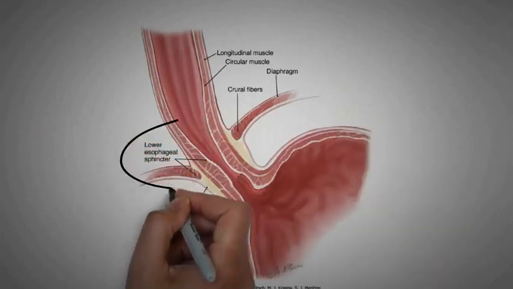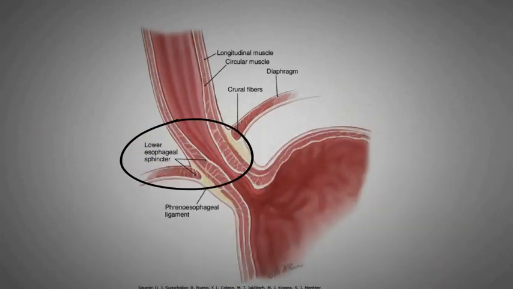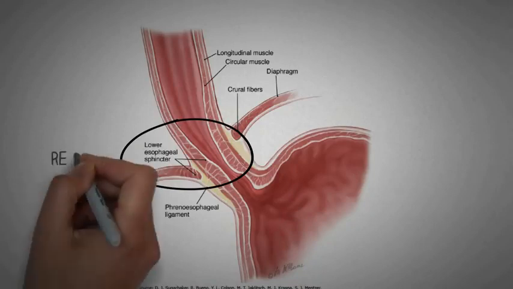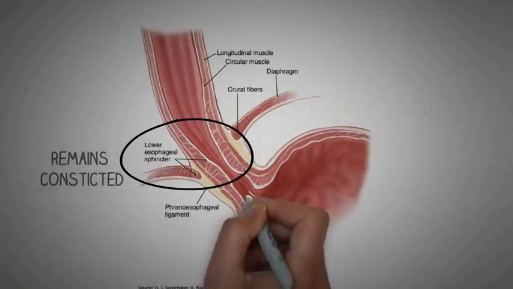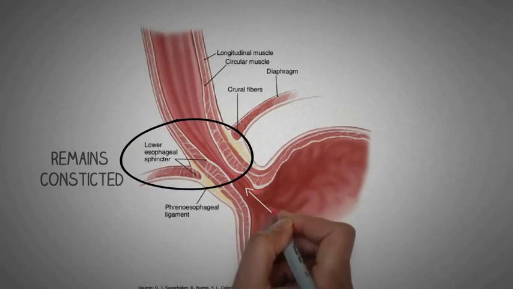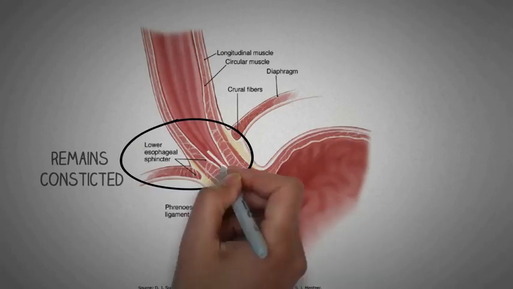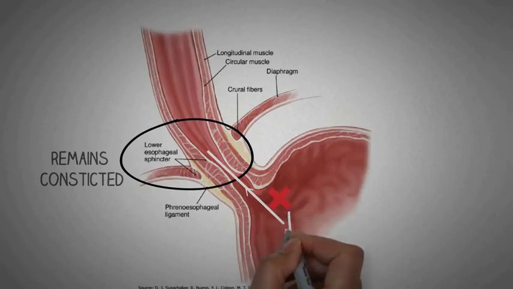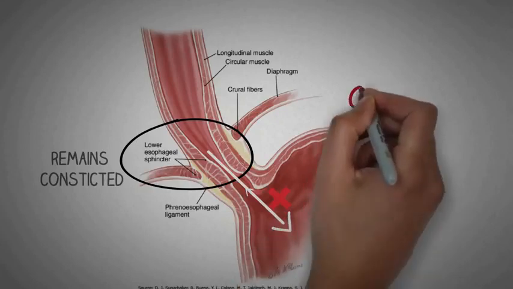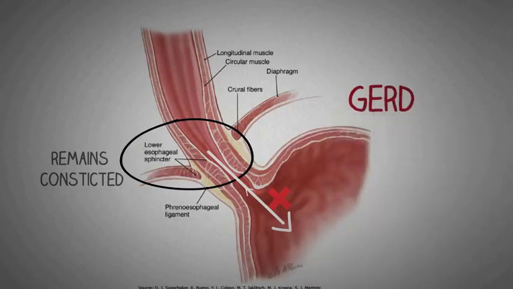These muscles are very strong at the lower end to form the lower esophageal sphincter, which has a valve-like function. It remains constricted at all times to prevent the contents of the stomach from entering into the esophagus, except when we eat and drink, to allow one-way movement of food. When this muscle loses its tone, it leads to many diseases like gastroesophageal reflux disease.